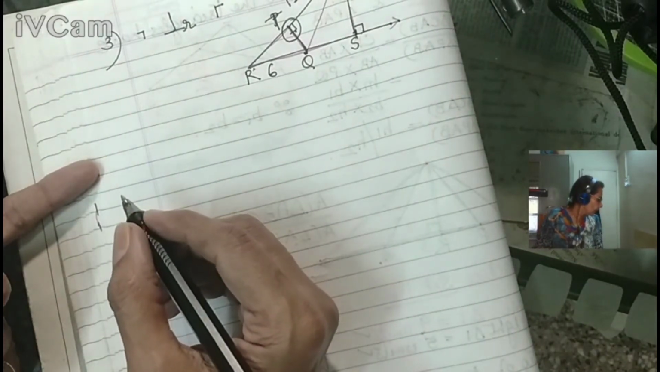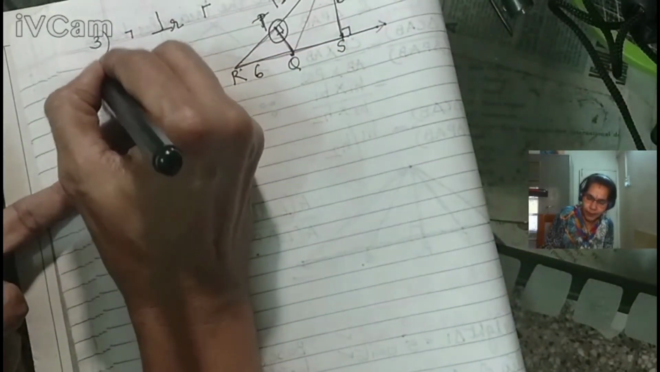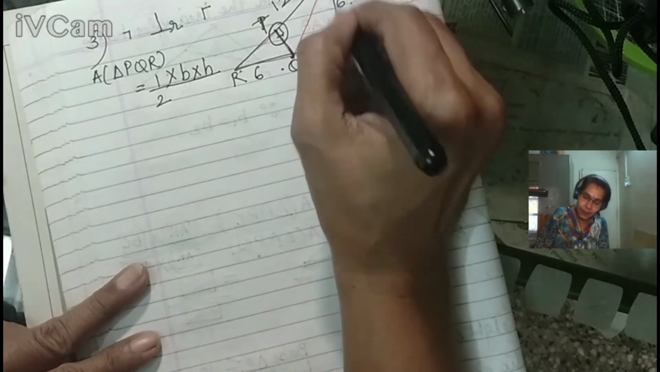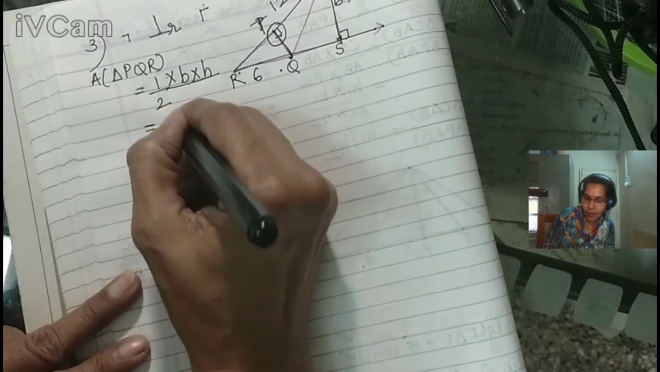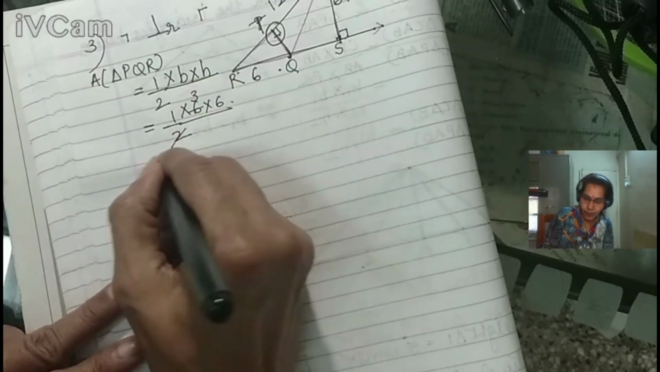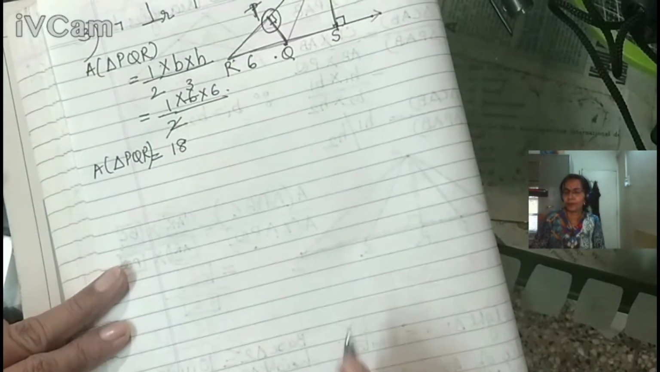First, I will consider area of triangle PQR. Area of triangle PQR is equal to half into base into height. My base is 6 units and my height is 6 units. Half into 6 into 6. So area of triangle PQR is equal to 18 units.